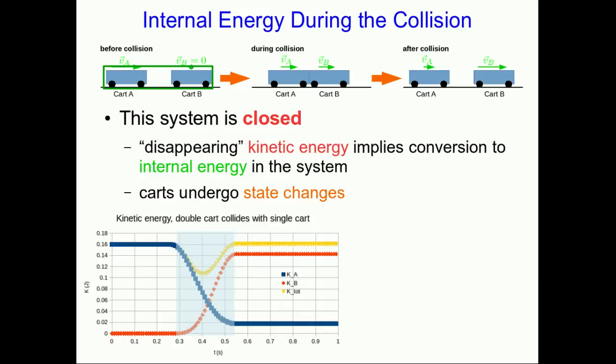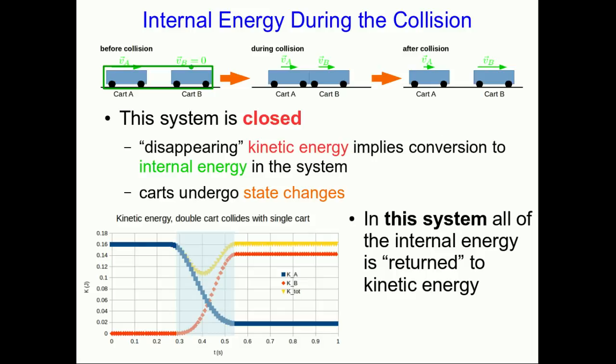For now, I'll just say that for this cart collision, we can see that all of the internal energy gets returned to kinetic energy. And what that's telling us is that whatever the state changes are that these carts are undergoing, they must be reversible. And we've sort of seen this back in the energy unit, that elastic collisions like this one are reversible processes. On the other hand, if we had looked at an inelastic collision of carts, then there would be a conversion to internal energy in the system, and we wouldn't get it all back as kinetic. Some of it would stay as internal energy.